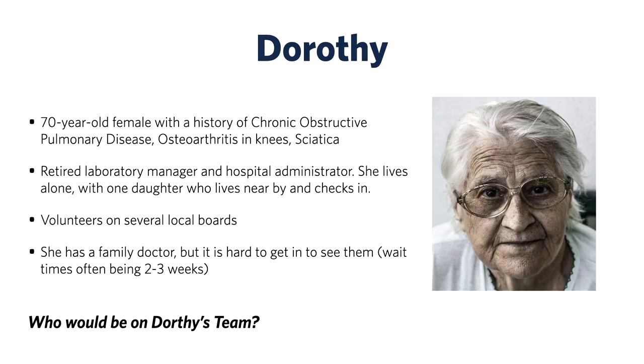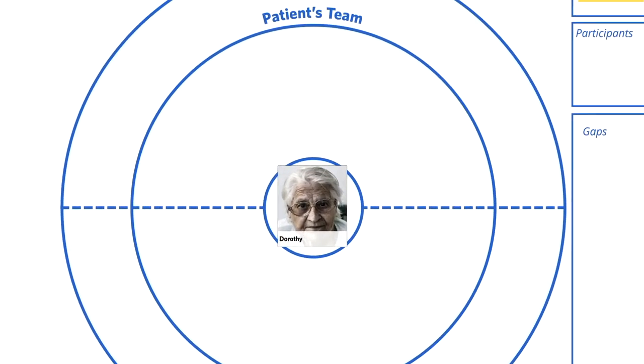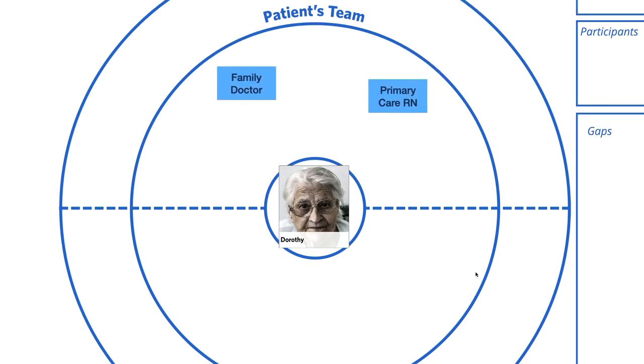For Dorothy, at the clinic, who would be on Dorothy's team? So as a facilitator, I'd be prompting the members of the clinic, the team who are there, to talk about who Dorothy might see and who she might consider is on her team. Moving to the map, we start with an empty map, and we start to get ideas about who would be on the team. Often we would get a family doctor perhaps, or some other primary care provider, perhaps a nurse to help with some of the chronic illness.